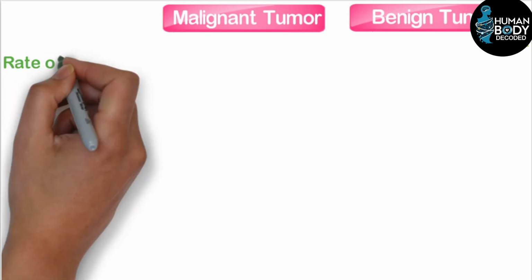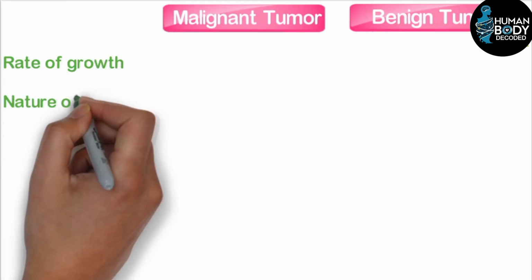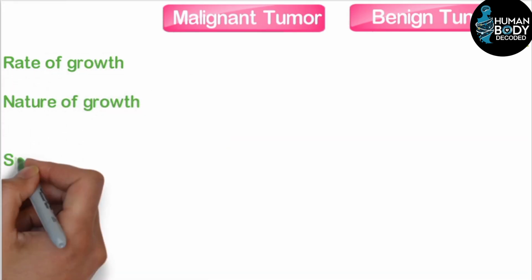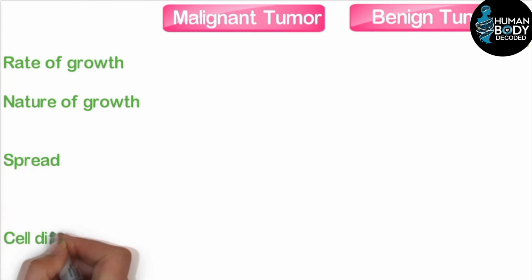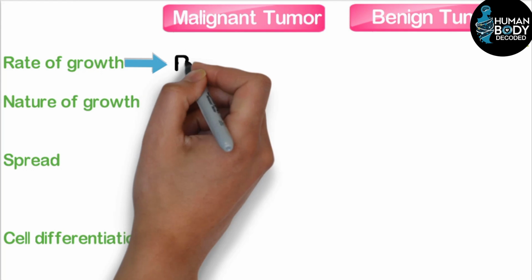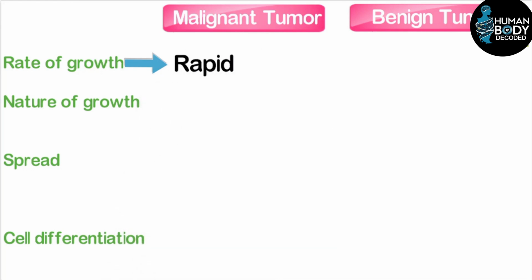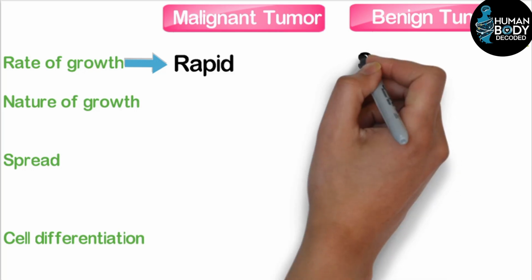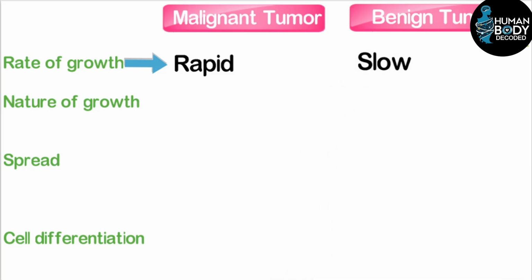One is the rate of growth. The second is the nature of growth. The third is the spread. And the fourth is cell differentiation. In the malignant tumor, the rate of growth is rapid. That is, the malignant tumor spreads more, grows faster, while the benign tumor grows slowly.